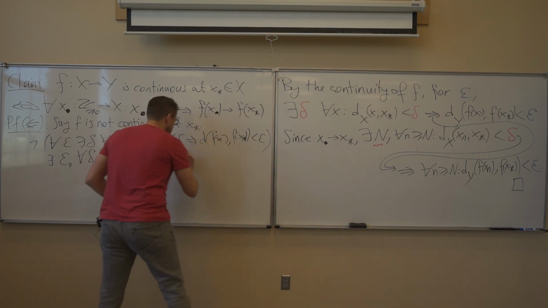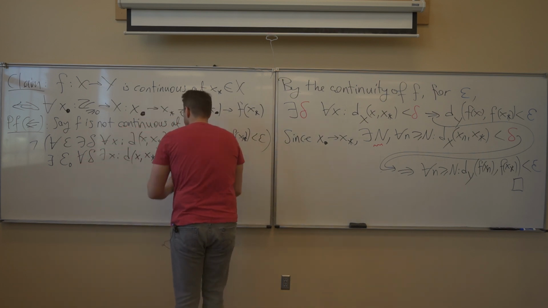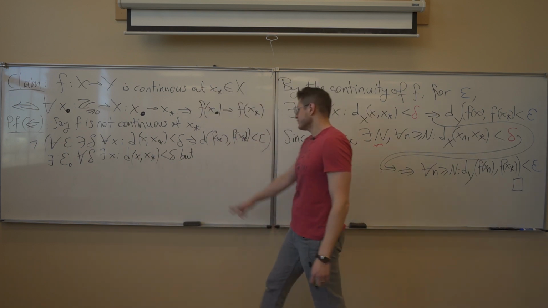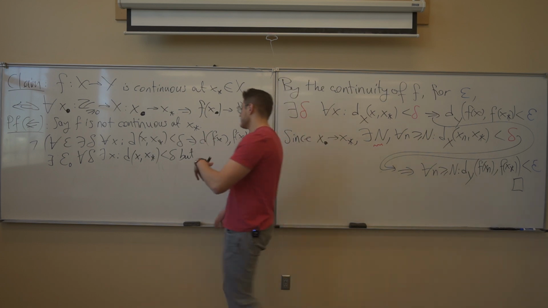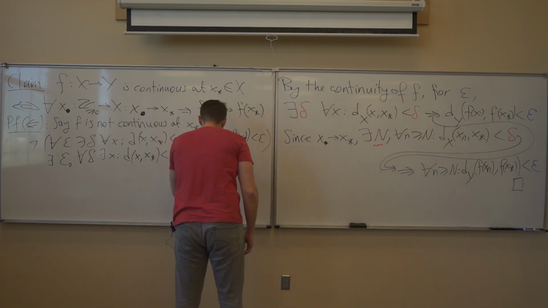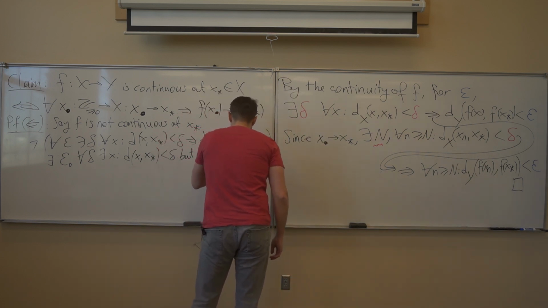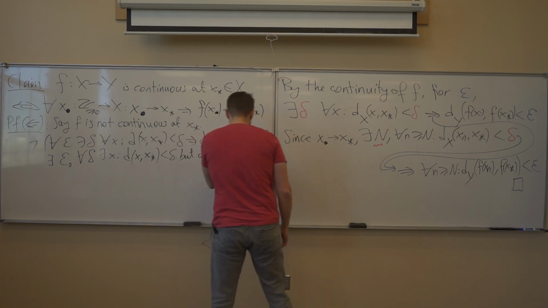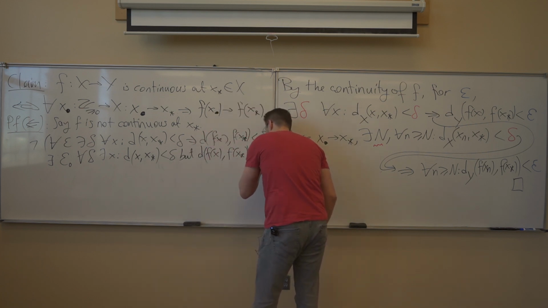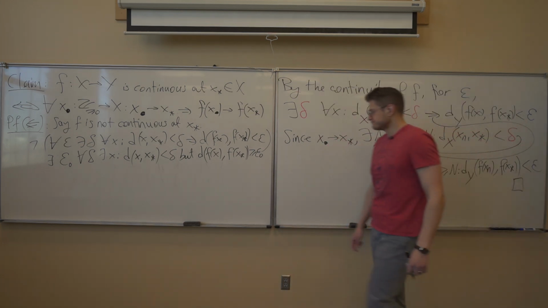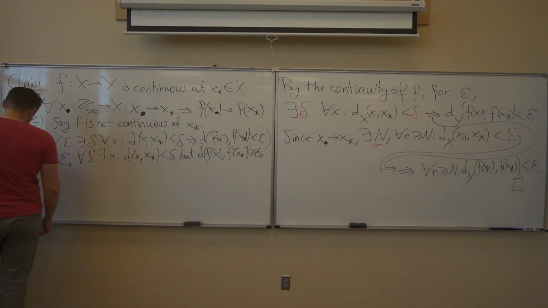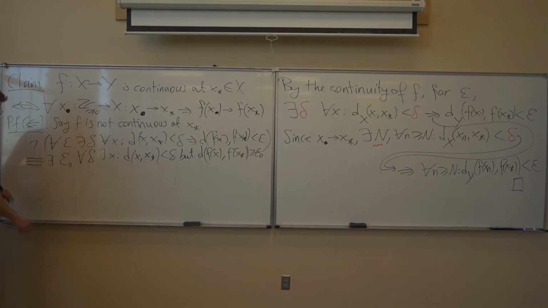But, so x is delta close to x star, but their images are not epsilon close. That is to say, they are far. But d of f of x and f of x star is bounded from below this time. You see, I'm negating it. Now this is what I have. So this statement, negation, is logically equivalent to this.